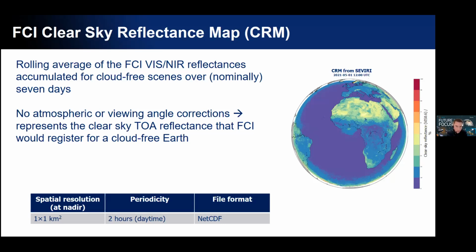So here we have high resolution, so 1 by 1 kilometer, since we use the visible and infrared channels. It's only provided every 2 hours during daytime hours, but the file format is the same. So it's again that NetCDF. And on the right, you see one example that is currently running for Seviri.